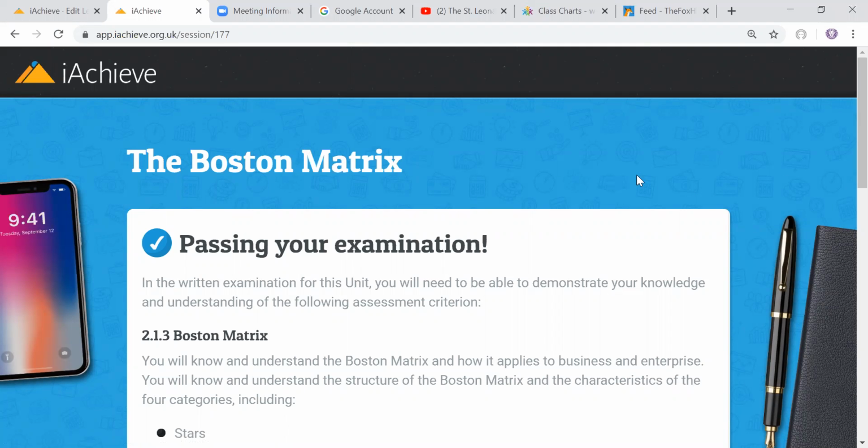So the Boston Matrix is a way to help you decide how to invest your money. When you're successful and you've accumulated some money, putting it in the bank these days isn't a great idea because the interest rate is very low. So you will make very, very little on your money that way. So it's important that we learn how to invest our money. And the Boston Matrix is a very helpful guide to tell us which products we should invest in.